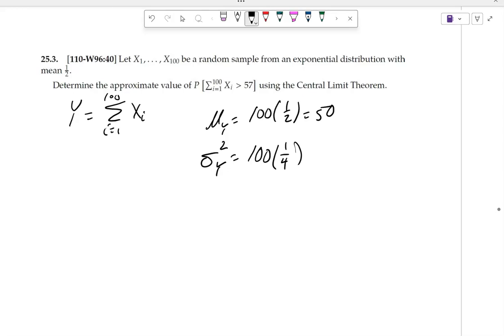Okay. So the mean's a half. The variance is a quarter. So we get 25. Remember, for exponential, the mean is theta. The variance is theta squared, right? Okay. So far, so good? So this is asking for the probability that y is greater than 57. What do we need to do? Complement it, good.